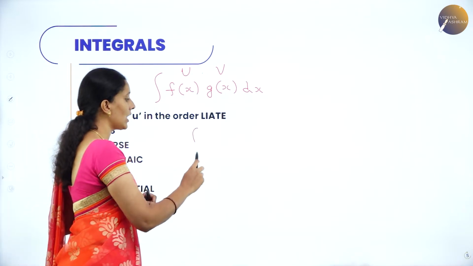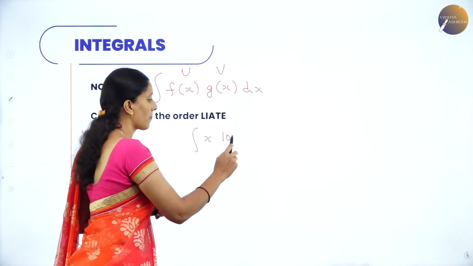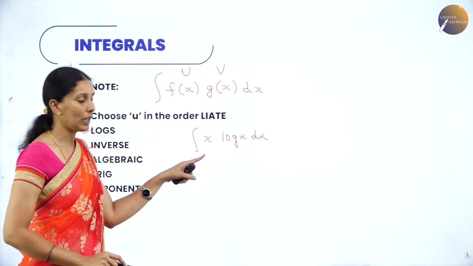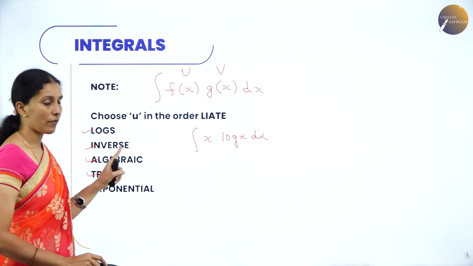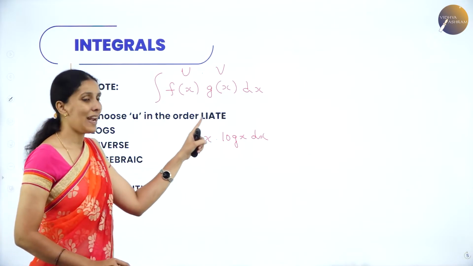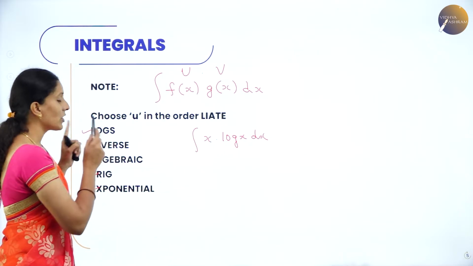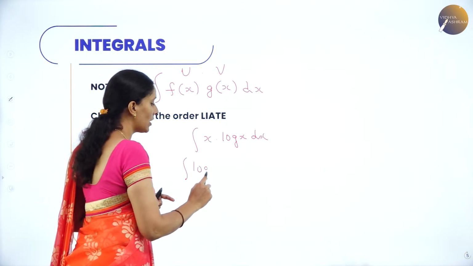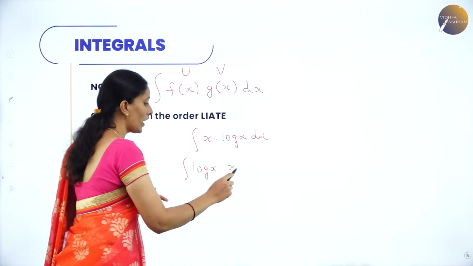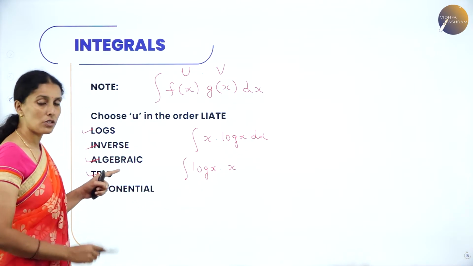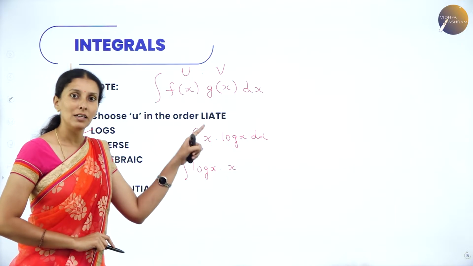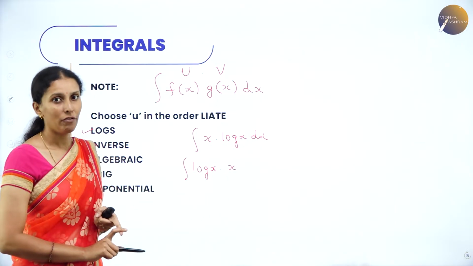Suppose you have the integral of x log x into dx. Now you have to apply the integral here. So how to choose the first function? According to this rule LIATE, the log function has to be taken as the first function. So you are going to write it in the form of log x into x. X is an algebraic function, so you take it later. And now apply integration by parts, then you will get the integral value.